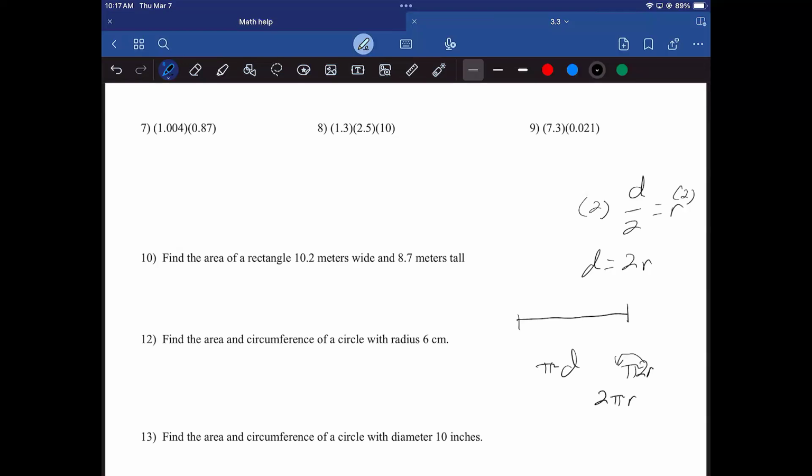So we are told here, find the area and circumference of a circle with radius 6 centimeters. So the first thing I'm going to do is draw my circle. Don't worry, it doesn't have to be a perfect circle. Then I'm going to mark my radius. My radius will be 6 centimeters. Now I'm going to find the area and circumference, and I'm going to start with the circumference.